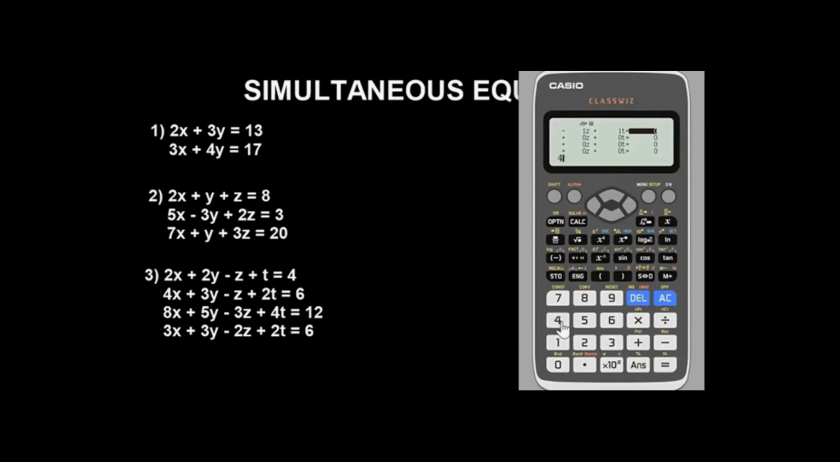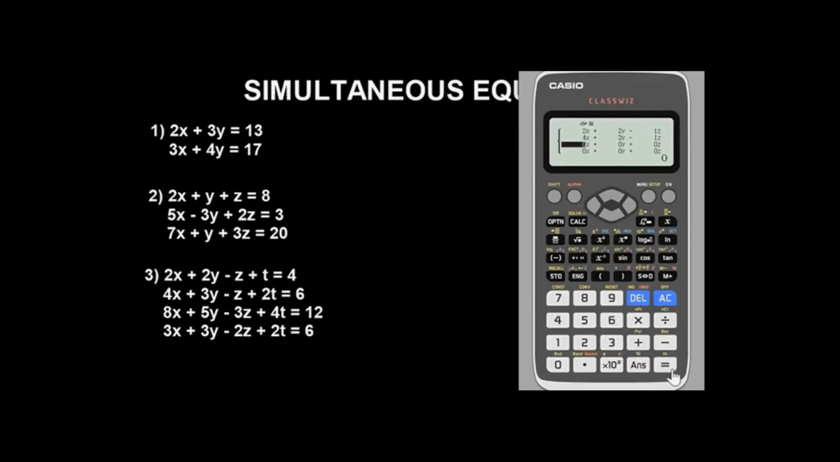Then the constant is what? 4. Alright, so the next rule there is what? Coefficient of 4x there is what? 4. Okay. Coefficient of 3y there is what? 3. Coefficient of minus z there is what? Minus 1. Okay, coefficient of 2t there is what? 2. Very simple. Then a constant there is what?